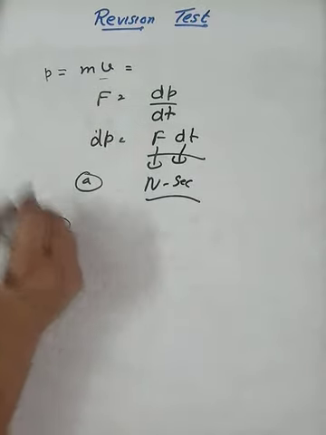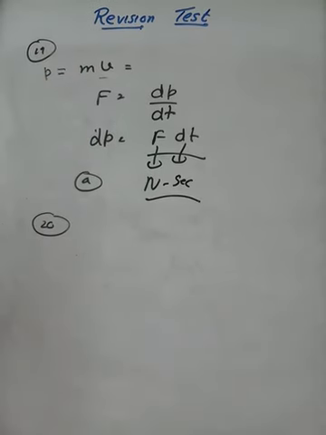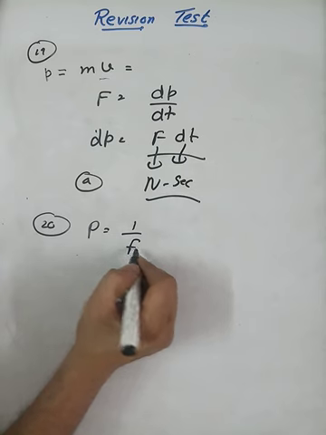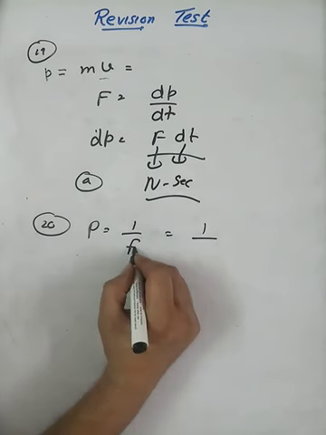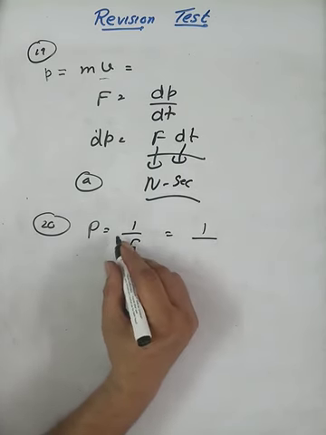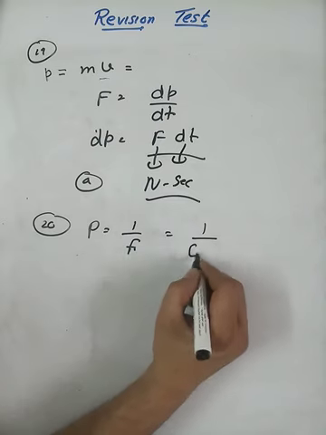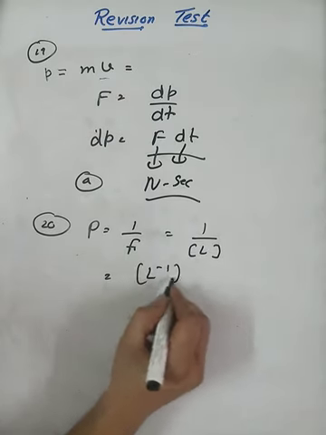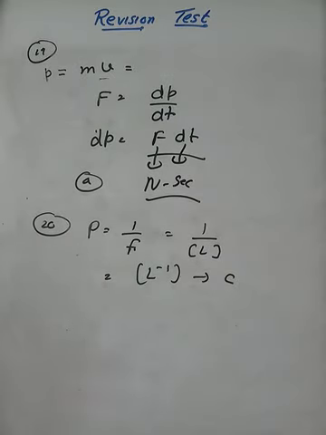Now question number 20. The focal power of a lens. Power of a lens is given by 1 by F, and the unit of F is centimeter or meter. In case of power it is meter. Dimension of meter is L. Therefore it is L minus 1. Answer is C.